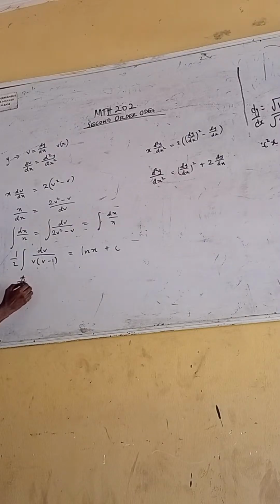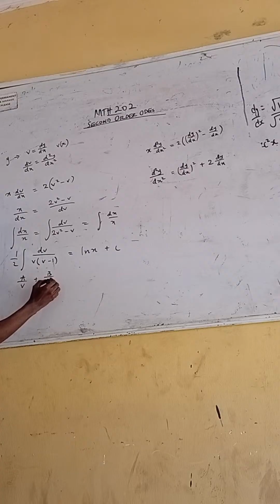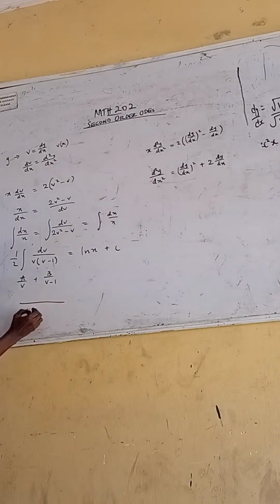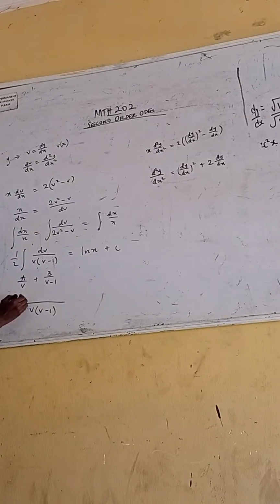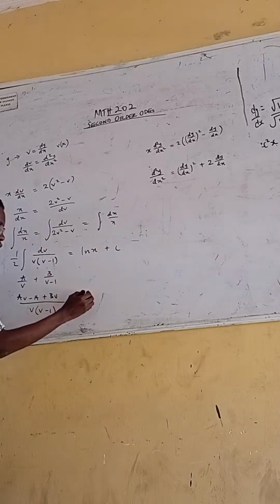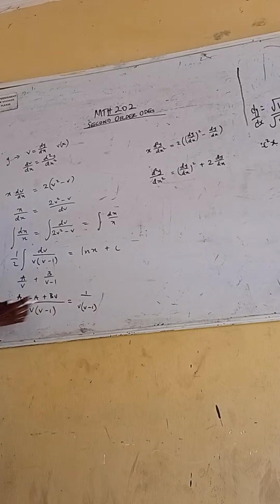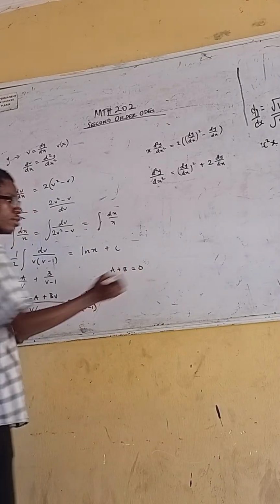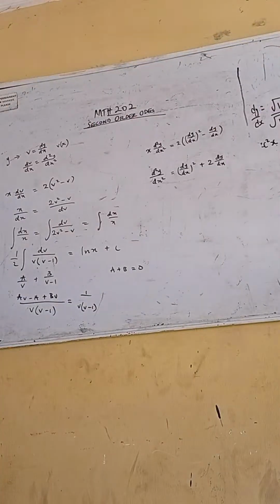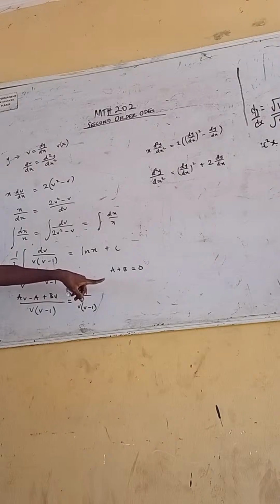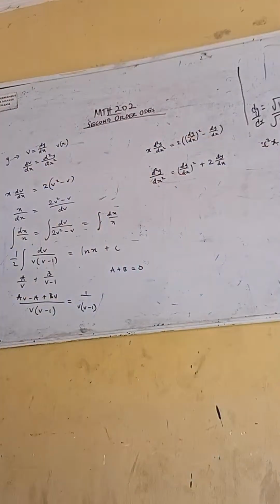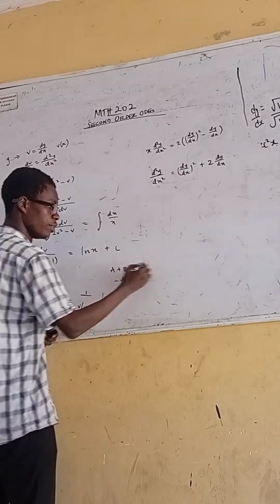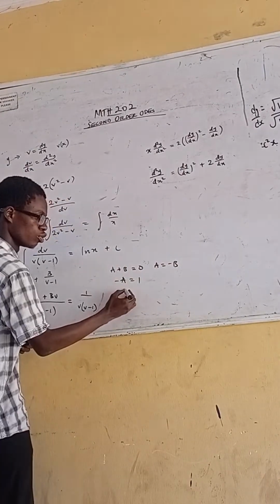So we have A over V plus B over V minus 1. Multiplying by V into bracket V minus 1, we have AV minus A plus BV, which must be equal to 1. So everything I've written must be equal to 1. This means A plus B equals 0, since there's no function of V on top. And minus A equals 1. So A equals minus B. So basically, B equals what?